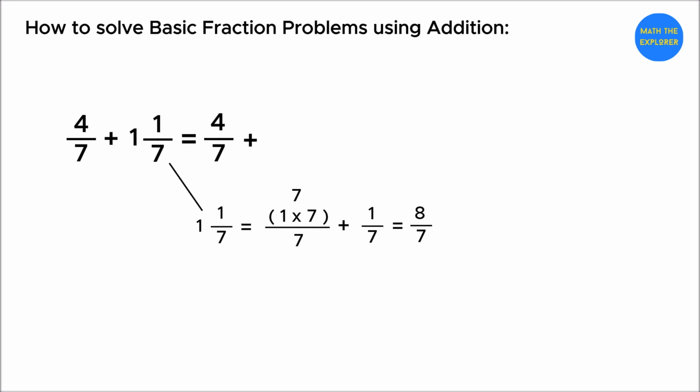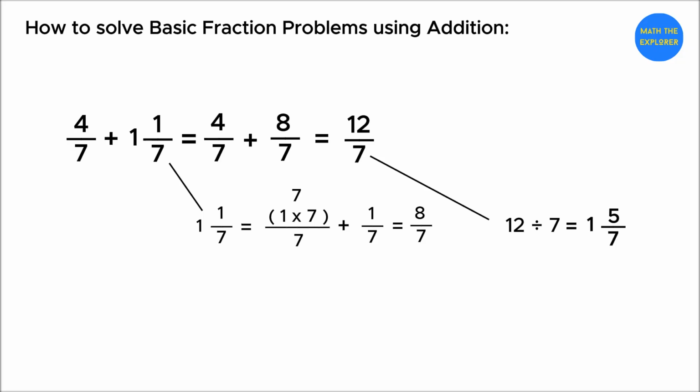Now add 4/7 plus 8/7. Since both fractions have the same denominator, directly add the numerators. 4 plus 8 is equal to 12. Then keep the denominator the same. Since 12/7 is an improper fraction, convert it to a mixed number. 12 divided by 7 equals 1 with a remainder of 5, or 1 and 5/7. So the final answer to 4/7 plus 1 and 1/7 is 1 and 5/7.